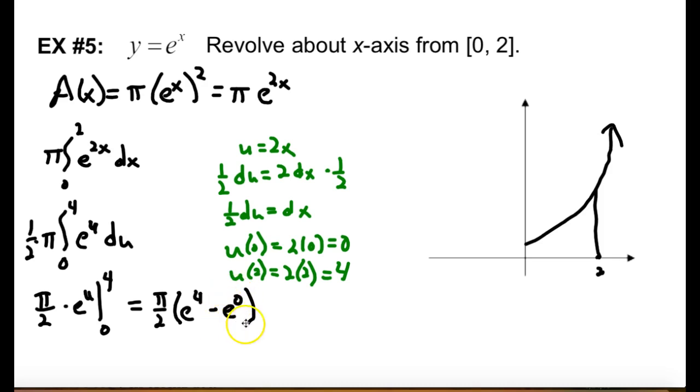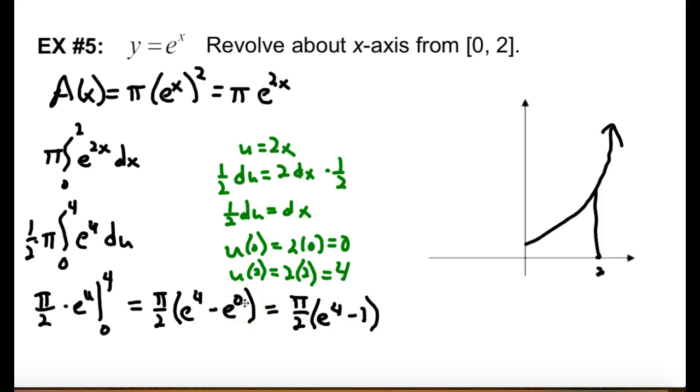Now in this case, this is not 0. Okay, I'm still seeing some people make this mistake, especially on the last take-home test. E to the 0 is not 0. E to the 0 is 1. Okay, so make sure that you're not making the mistake of making this go away. So this would be the same as pi over 2 times e to the 4th minus 1. All right, so this is our final answer here if we want an exact number.